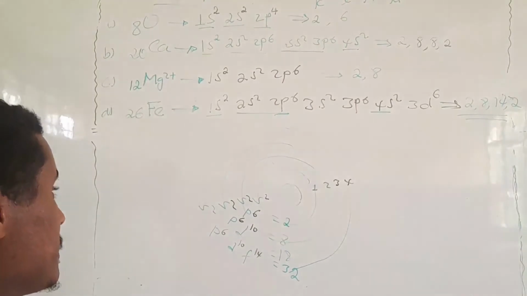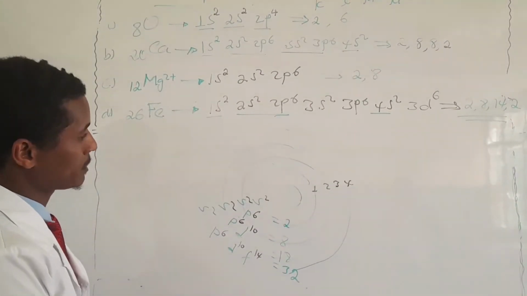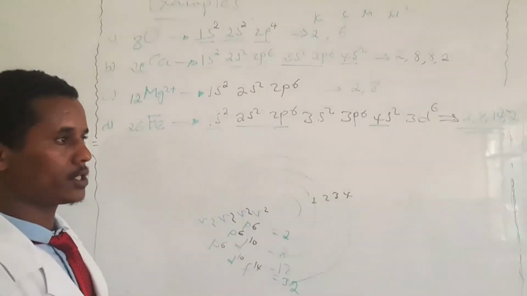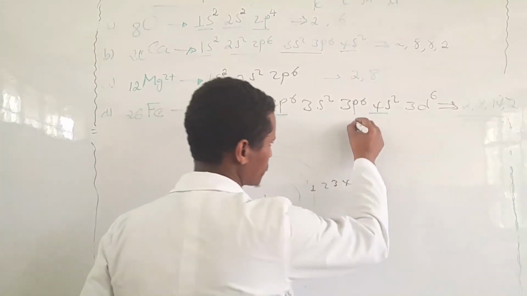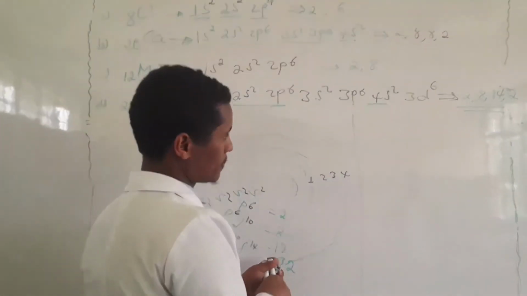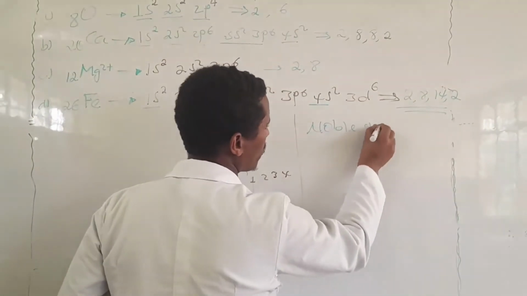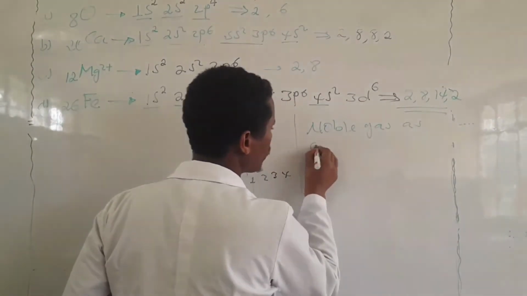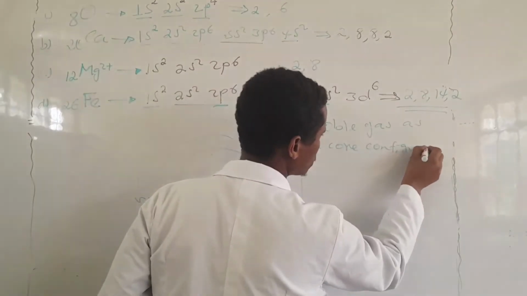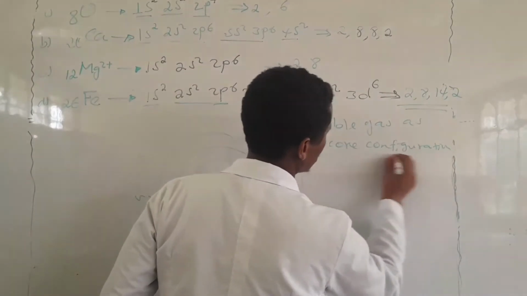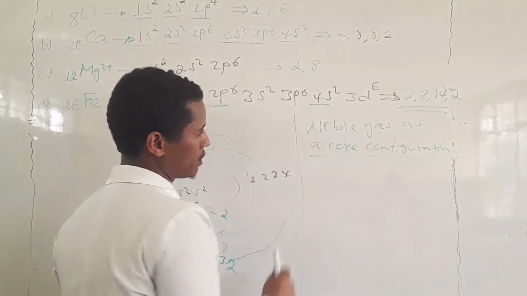Now let us see the noble gas configuration. In addition to subshell notation, you can use the noble gas configuration, or write it in short. Let's see some examples. Noble gas as a core configuration. You know that core means center. Noble gas as a core.